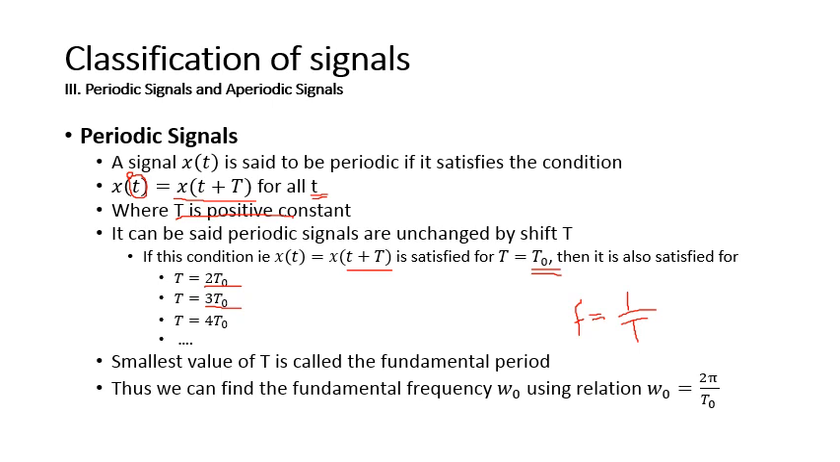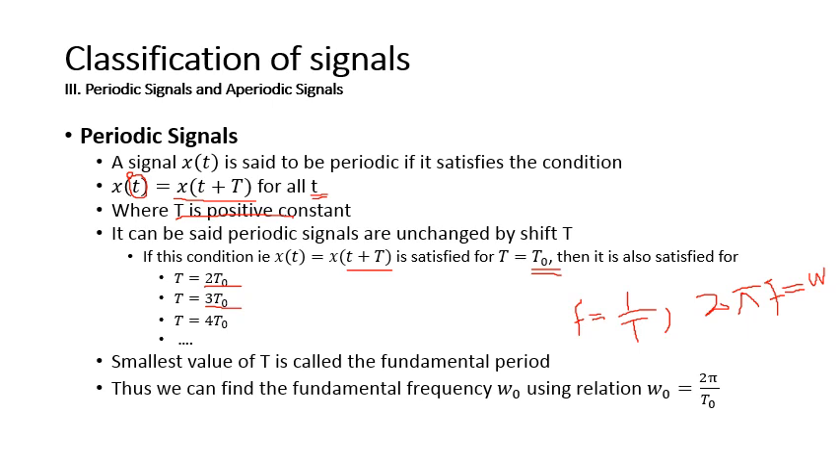The relationship between the linear frequency and the angular frequency is that 2 pi f equals the angular frequency, which is denoted by omega, right? The unit of the linear frequency is hertz. The unit of the angular frequency is radians per second, right?